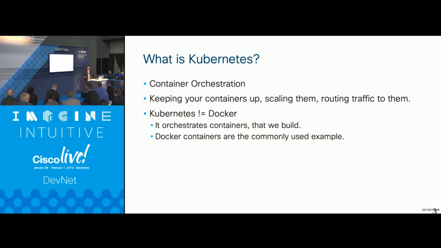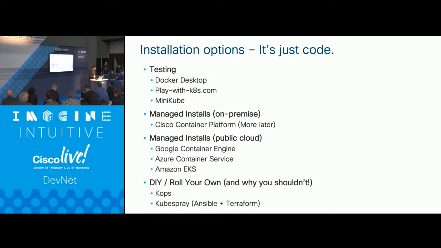And so what is Kubernetes? It's just a container orchestrator. It keeps our containers up, it scales them, it routes traffic for them, it does all that day 1, 2, 3 stuff that Docker as a tool set doesn't do. And how do you install it? It's just code. It's just like any other application you install. It's just that this one is orchestrating that Docker run and that networking piece.